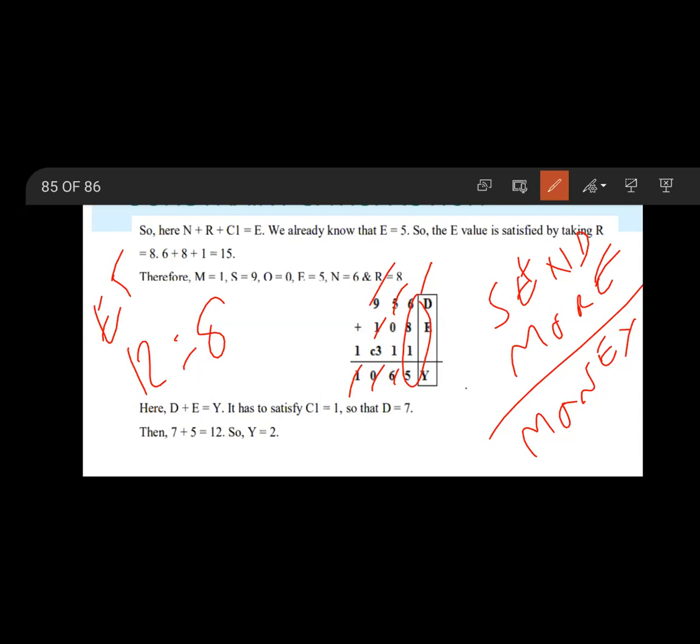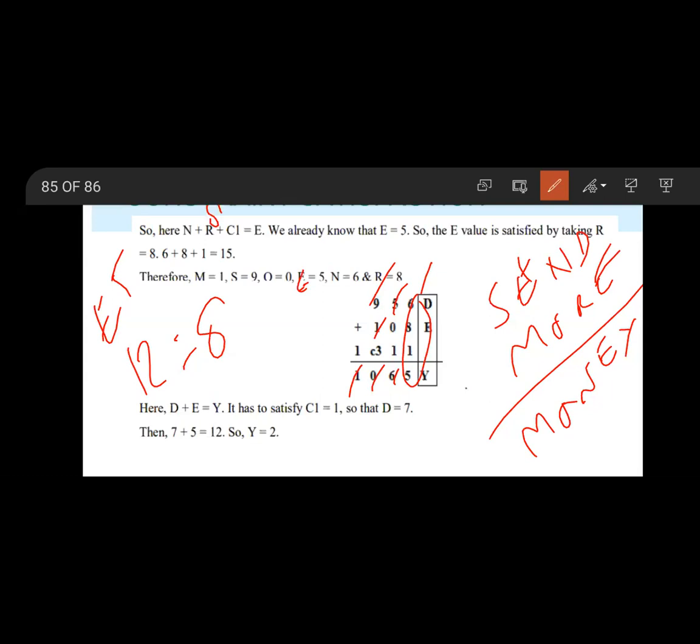Here the E value is satisfied by taking R equal to 8. Then 6 plus 8, 14, plus 1, 15. Therefore, M equal to 1, S equal to 9, O equal to 0, E equal to 5, N equal to 6, and R equal to 8.